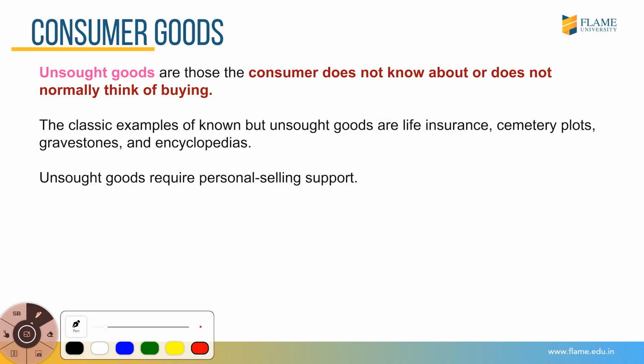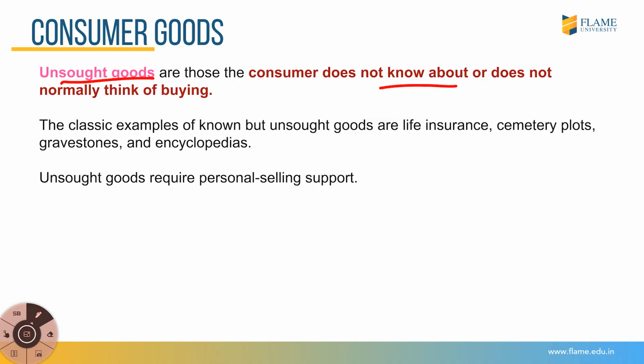God forbid, a coffin is only bought when a person expires, or you take insurance once in a lifetime and continue it. You don't hunt for it, you don't shop for it. In fact, the sellers have to use all their skills and try to sell it to you. These are called unsought goods. These are goods that consumers either do not know about or do not normally think of buying, like life insurance, cemetery plots, gravestones, encyclopedias.